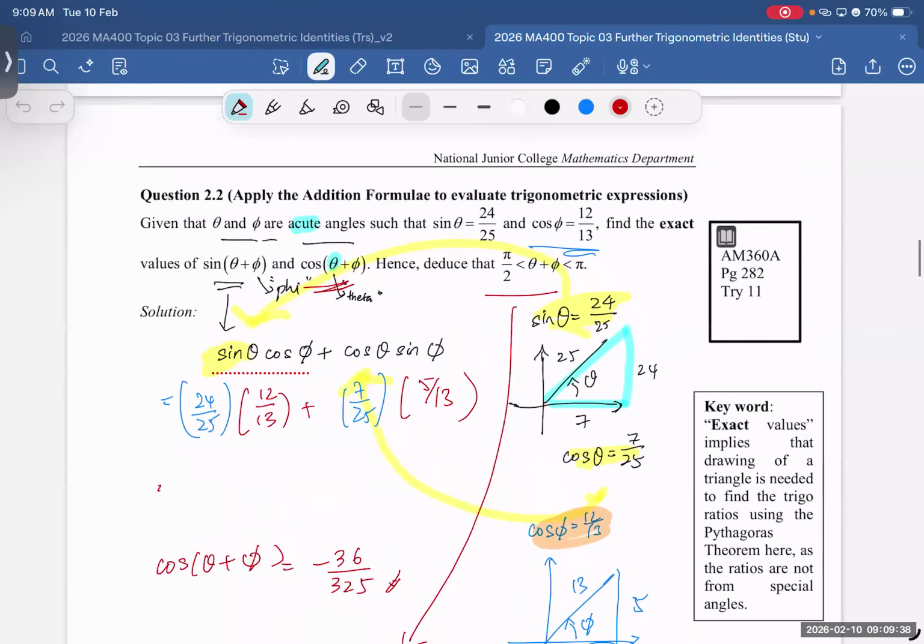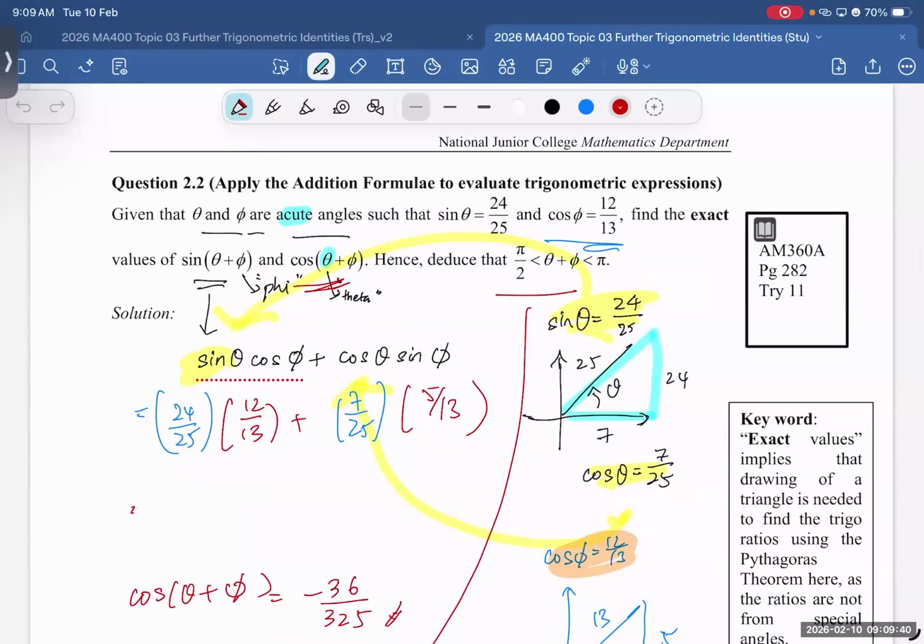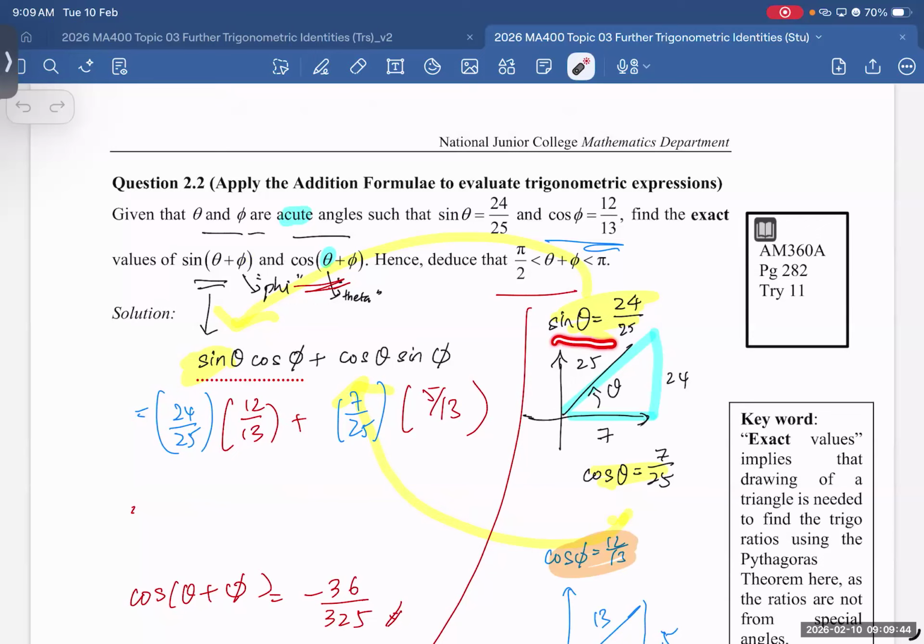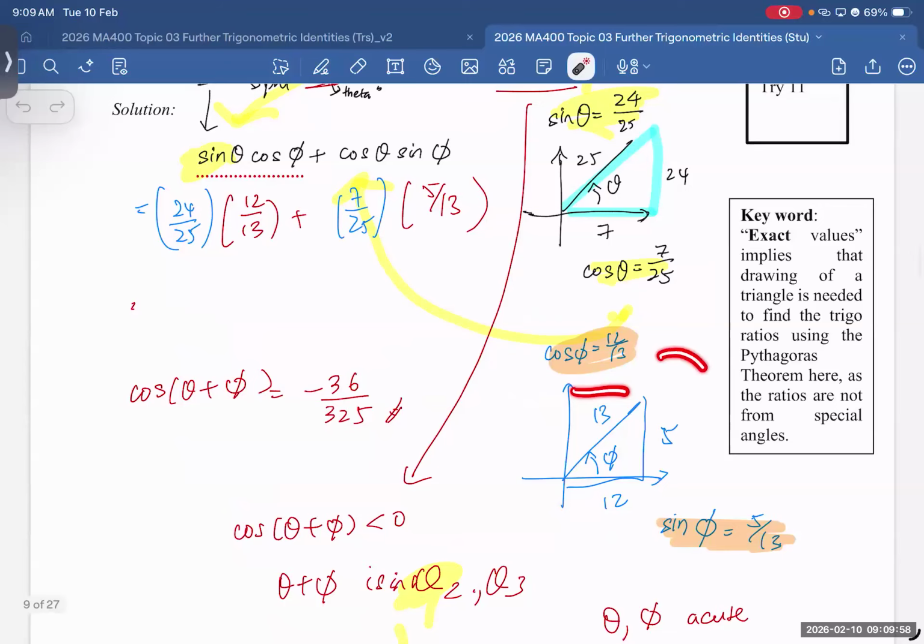So question 2.2, I hope you have done what was happening yesterday. I told you that when you have sine theta, you have to find what is 24, 27, and 25. So from sine theta, you can also find cosine theta. From cosine phi, you can also find sine phi. Okay? So far okay?